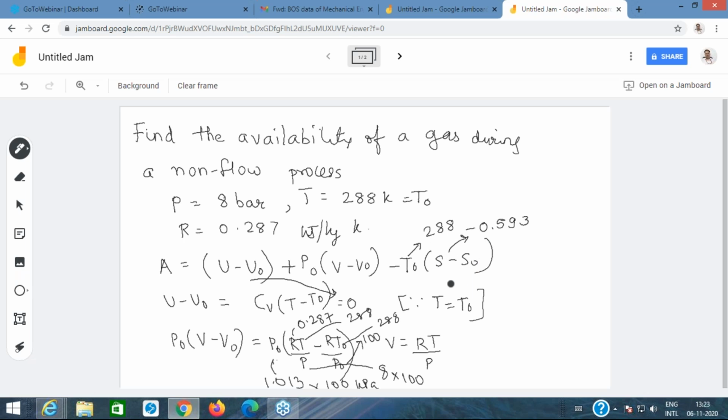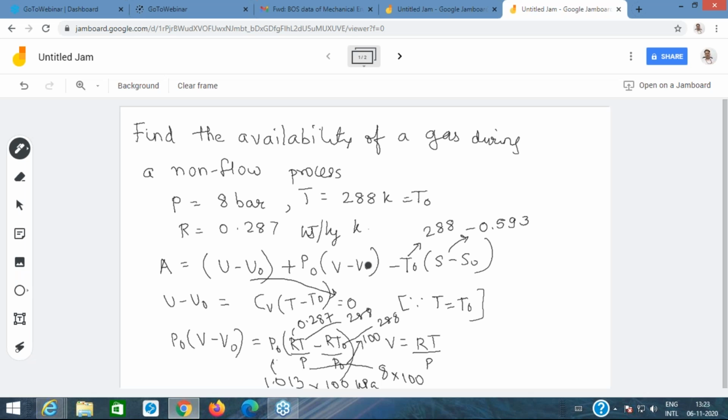Entropy change expressions. We have already done those kind of expressions when we talked about entropy as a property, and we talked about the entropy change of the ideal gases. So you need to be very much comfortable with this kind of calculations of entropy change of gases. And if you are comfortable with that, then it is simply a matter of substituting those values in the expression which we had derived. The expression is u minus u naught plus p naught (v minus v naught) minus t naught (s minus s naught). So this expression would give you the availability of gas, right?